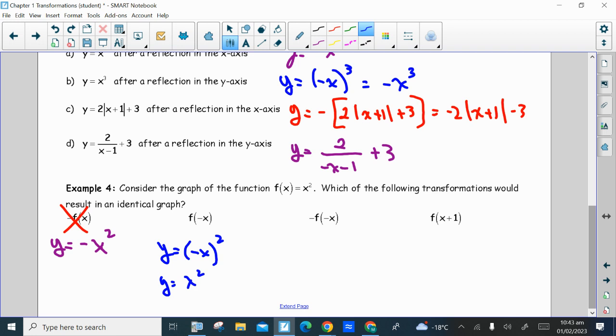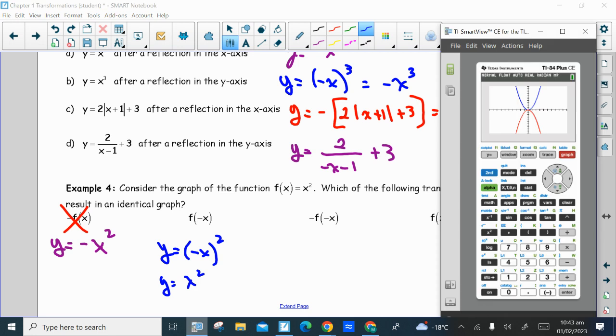Again, when b is negative, you get a reflection over the y-axis, which we said would be the transformation that would give us the same graph. And we can put it in our calculator like that, in brackets, negative x, and then square all of that. It gives us exactly the same graph. It happened fast there, but it drew the one color directly over the first one.